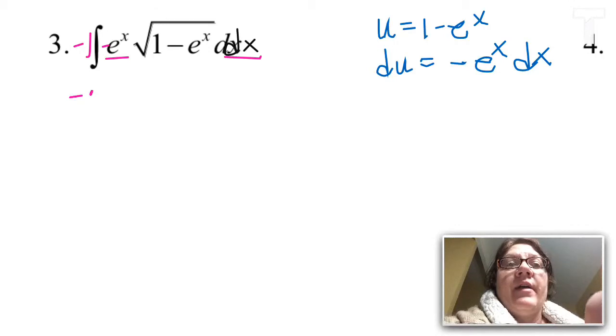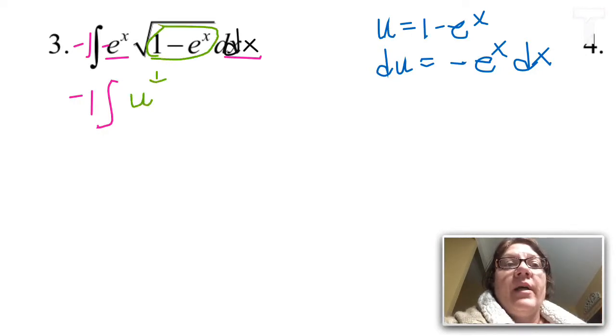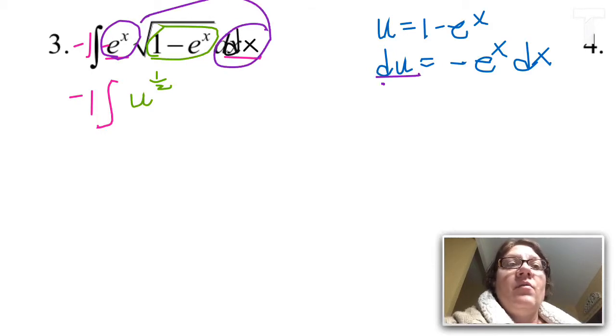So let's see what I have now. So this stuff is now u. So I'll have u to the 1/2. I'm kind of liking that. And then all this other stuff here and here is now all du. My goodness, I simplified it.